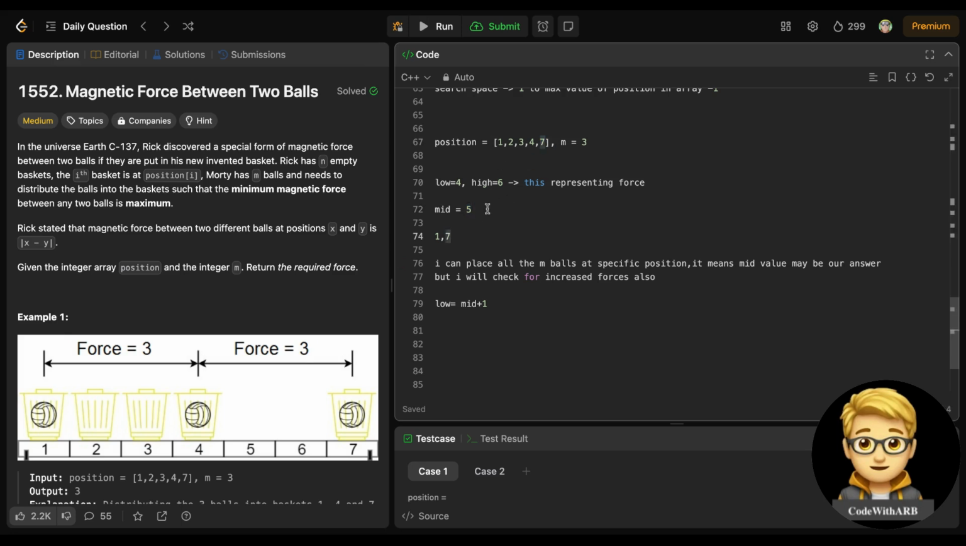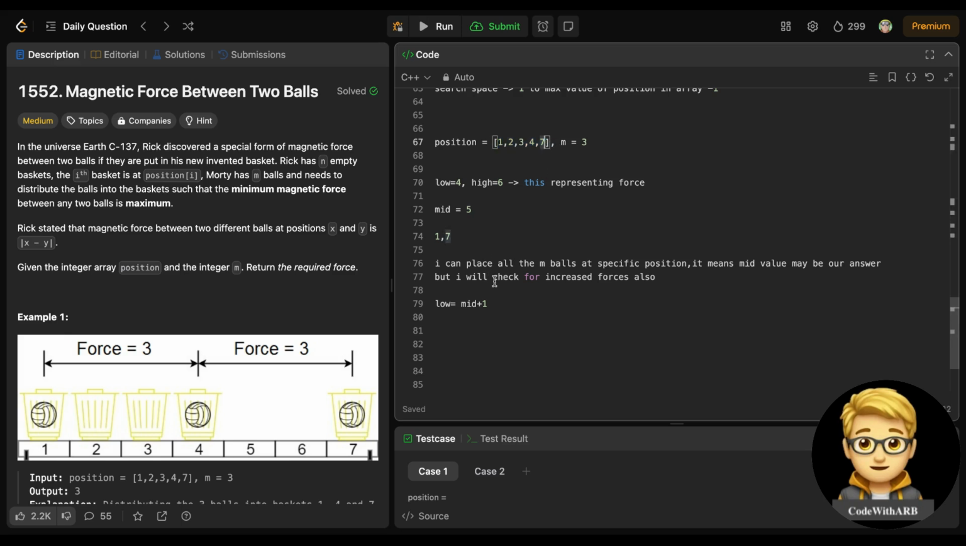So this is 7. 7 plus 5 is 12, because we have 3 balls and 2 balls are already placed. 12 is not there, it means I cannot place all the balls. It means I need to reduce the force now, because this force is so high that I am not able to position all the balls.